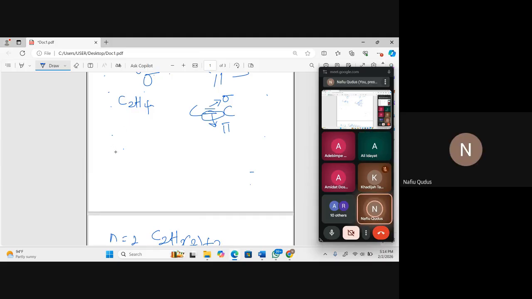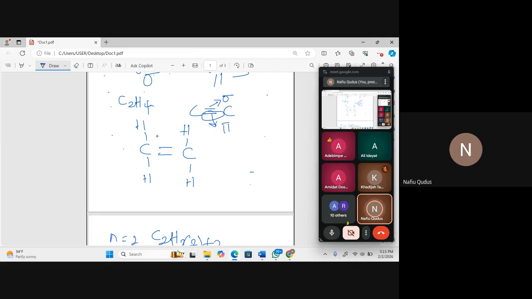So now, if you want to write it, we have C double bond C. We have C2H4. We have 2 hydrogen here, we also have 2 hydrogen here, and we also have 2 hydrogen at this side. Are we together?